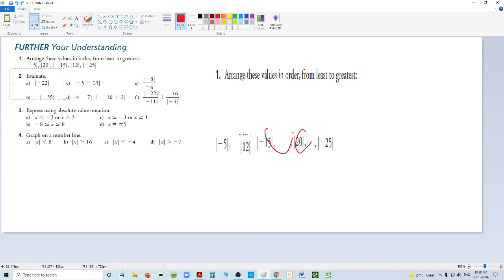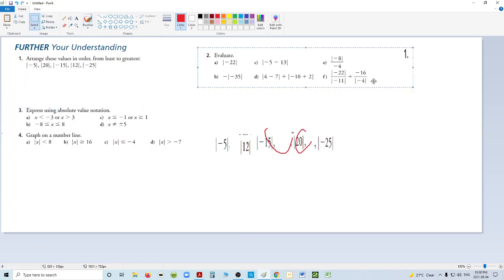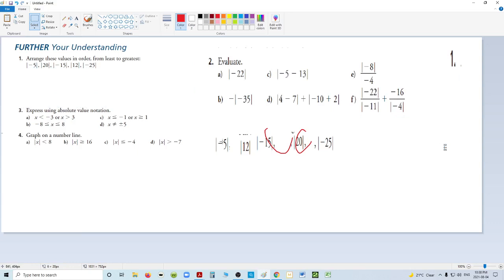What about this one? Evaluate. So this just wants you to get used to the complexities and just consider absolute value like a bracket in BEDMAS that you have to exercise first. So what's this? Absolute value of minus 22 plus 22. This one you have to do what's inside the bracket first. So minus 5 minus 13 makes minus 18. And then you have to do absolute value of that, which becomes positive 18.